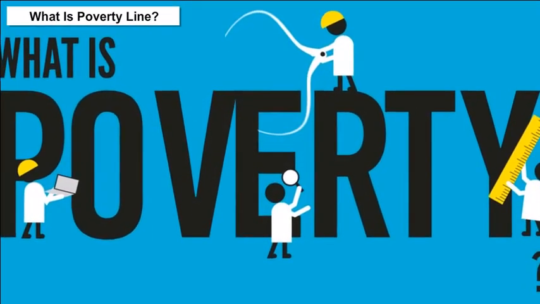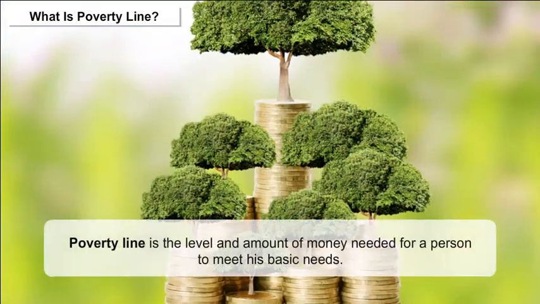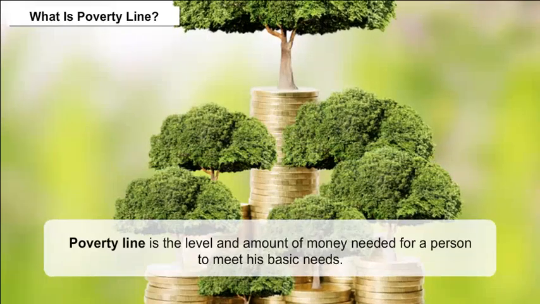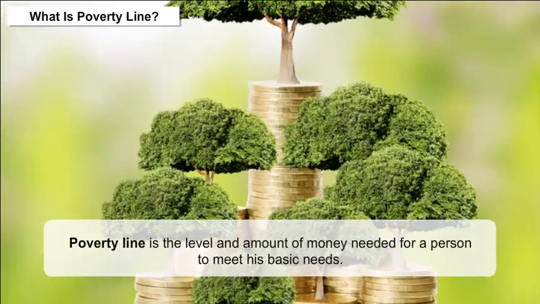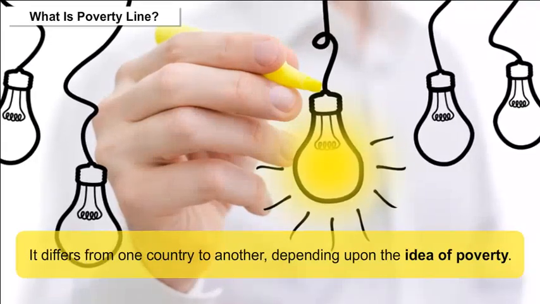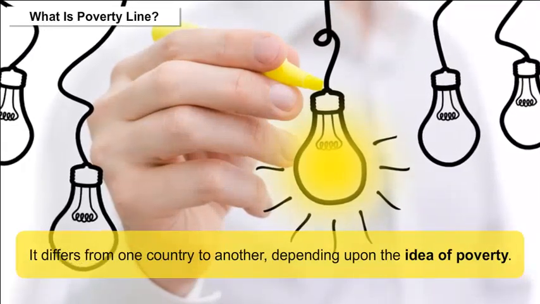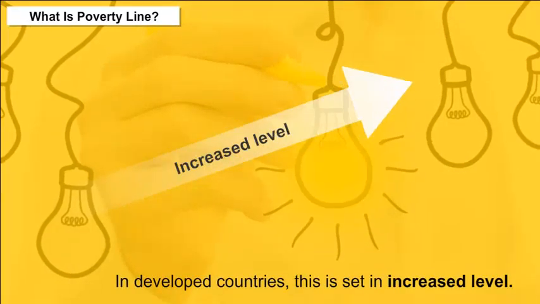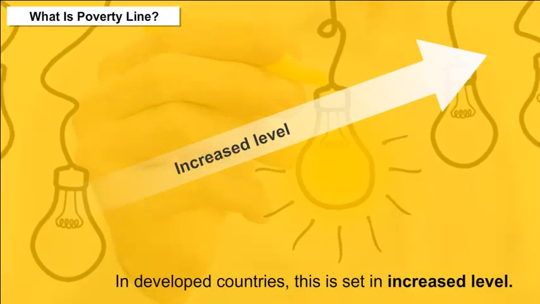Poverty line. What is the poverty line? The poverty line is the level and amount of money needed for a person to meet his basic needs. It differs from one country to another, depending upon the idea of poverty. In developed countries, this is set at a higher level.